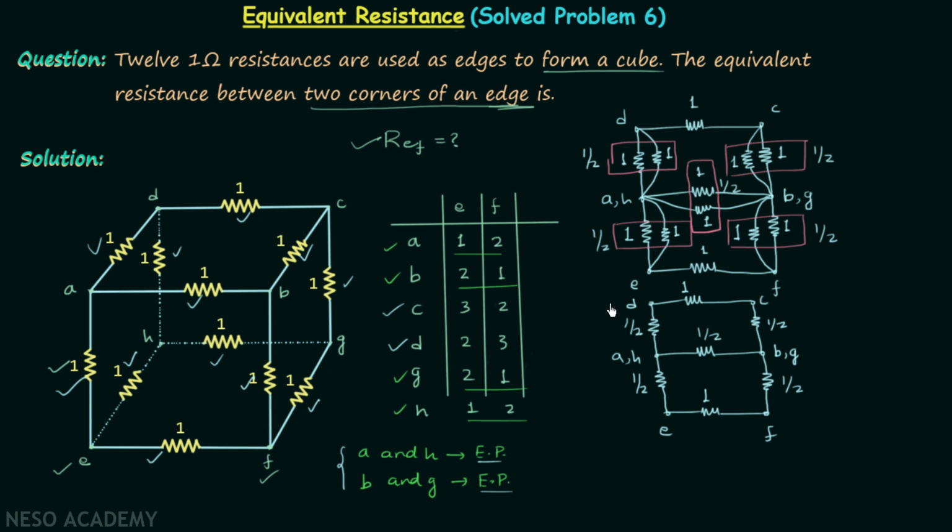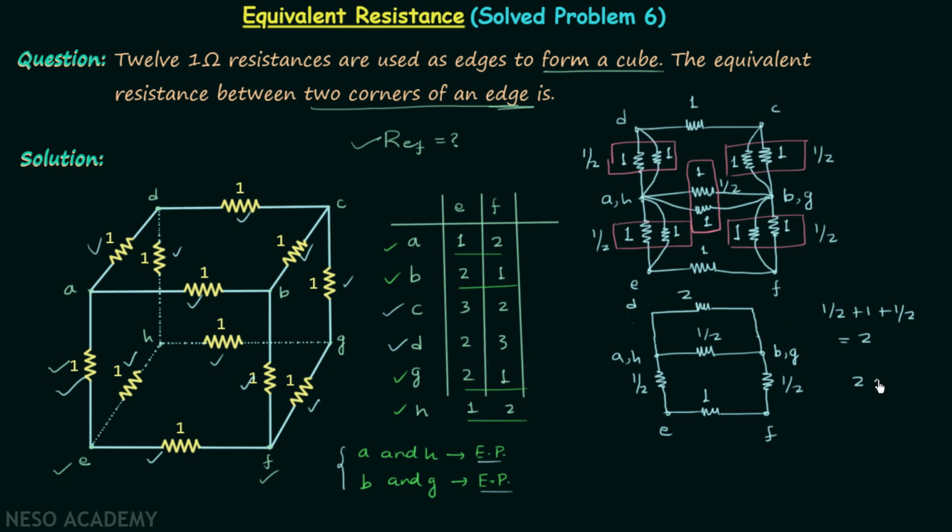Now you can see that half ohm, 1 ohm and half ohm are in series. So we have 1 by 2 plus 1 plus 1 by 2, and this is equal to 2. So we can have a single resistor in place of them having the value 2 ohms. We will make this change, and after making this change we have a 2 ohm resistor connected in parallel with a 1 by 2 ohm resistor.